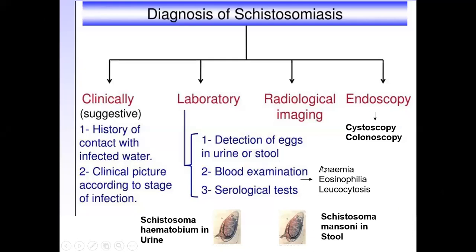Then the blood examination shows anemia, eosinophilia, and leukocytosis. Serological tests are of different types. They will help with the diagnosis. Then radiological imaging, which will help in seeing the ova. It will also help in seeing the calcified areas, which result from granuloma formation as a result of the persistence of these ova in the tissues. Endoscopy, like cystoscopy and colonoscopy, all will help in seeing these parasites or the ova in the tissues.